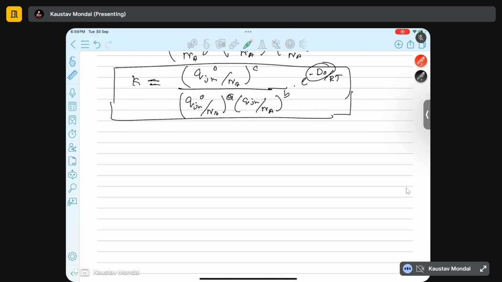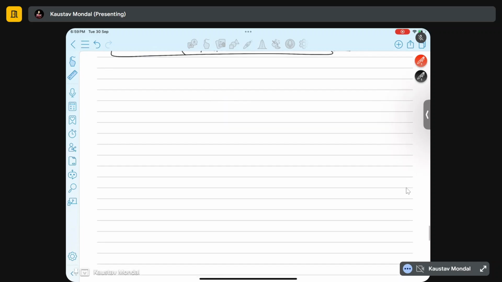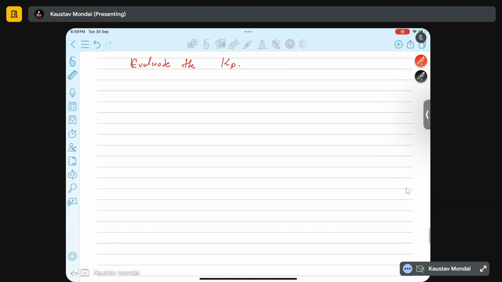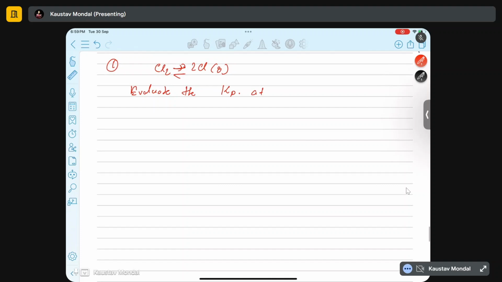Okay, so let's take an example. Example problem where chlorine Cl2 is becoming 2Cl. Now for this, evaluate the equilibrium constant Kp for this reaction at T equal to 1500 Kelvin.